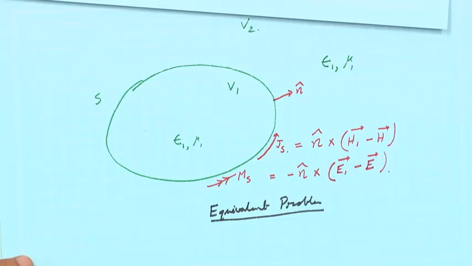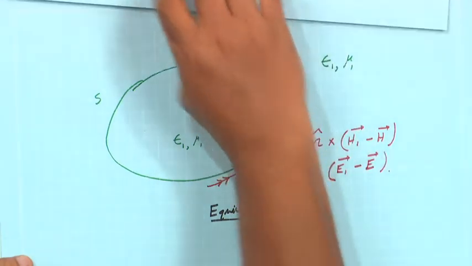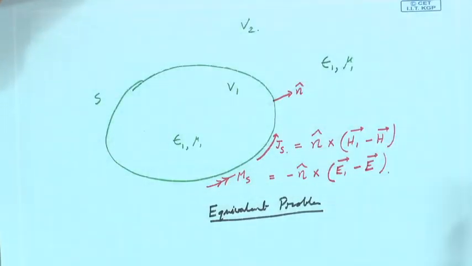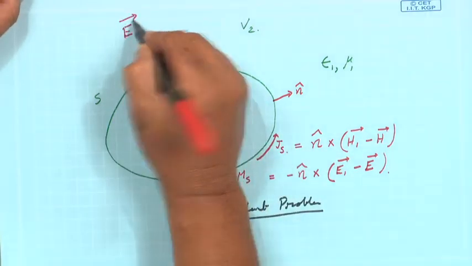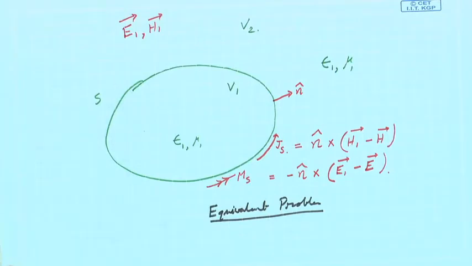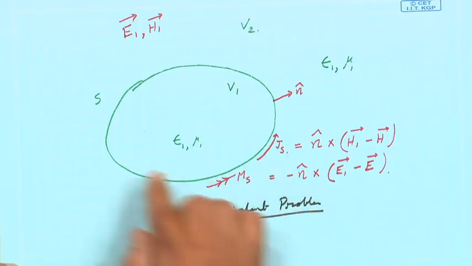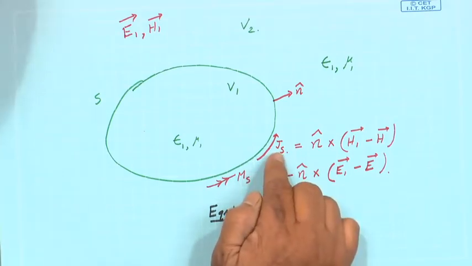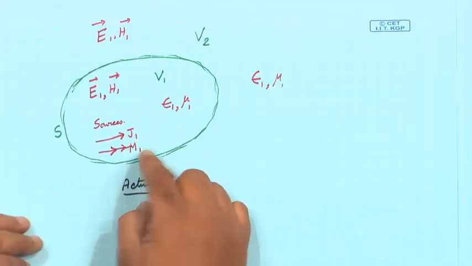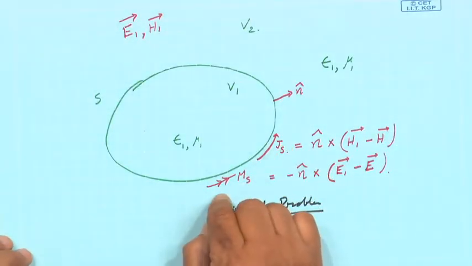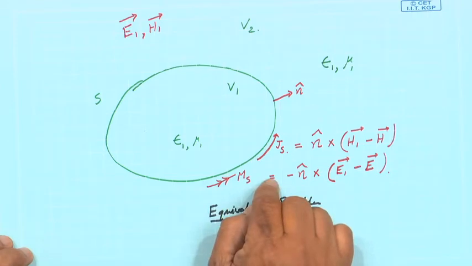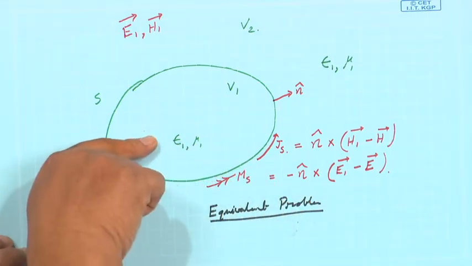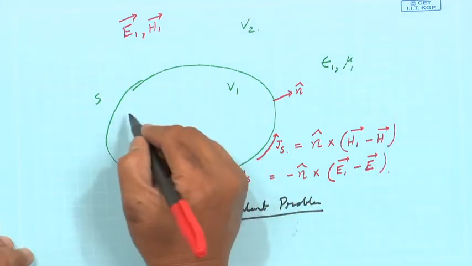What is there? I will have to show that actually, in the previous case the outside field was E1 H1, now also the outside field is E1 H1. And obviously, since I have removed these sources, which were earlier J1 M1 actual sources, I have represented them with some surface sources Js Ms here. So, they will be radiating inside a different field than the previous one.